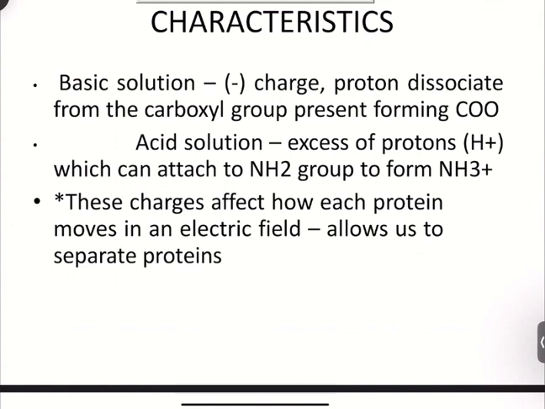discharges affects how each protein moves in an electric field, which allows us to separate a protein. That's why we can use electric currents to differentiate proteins present in your solution. Okay?